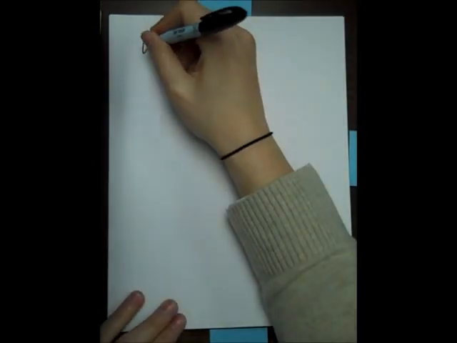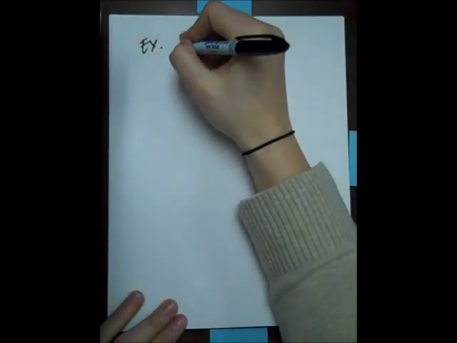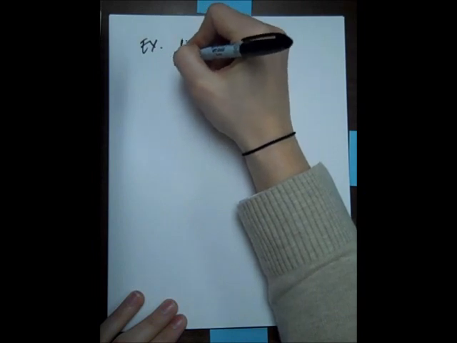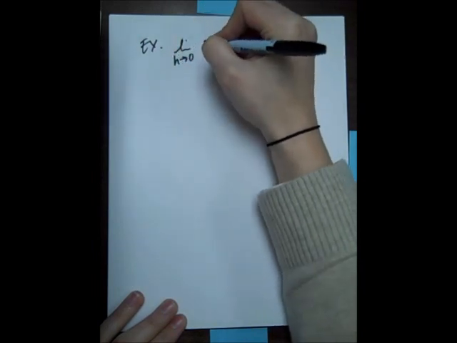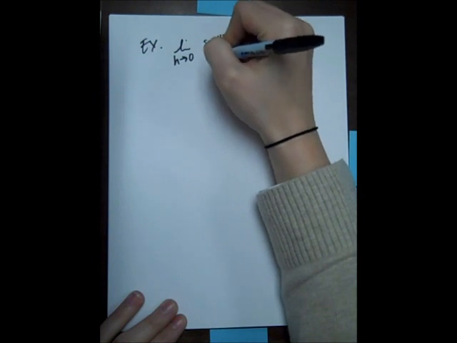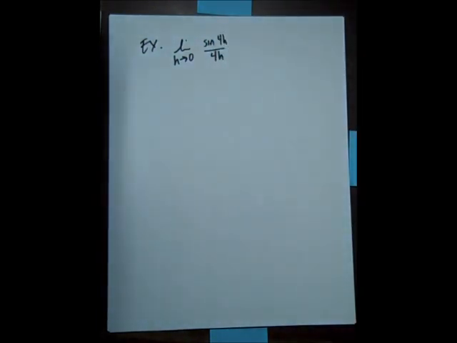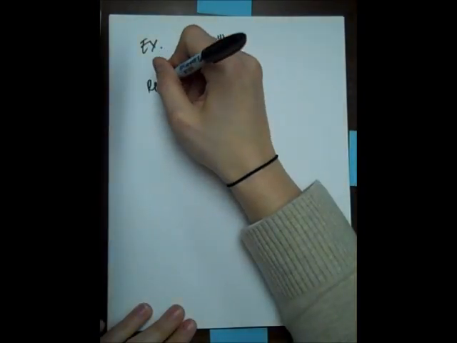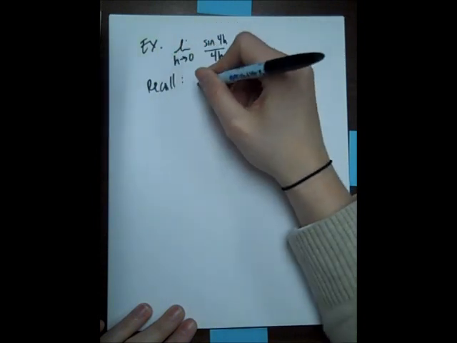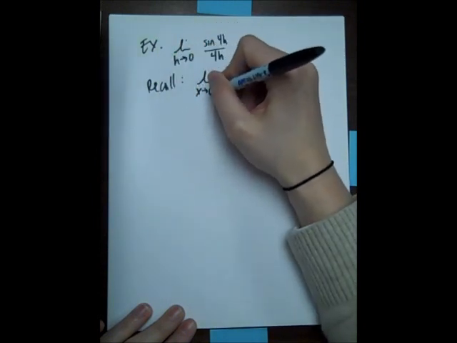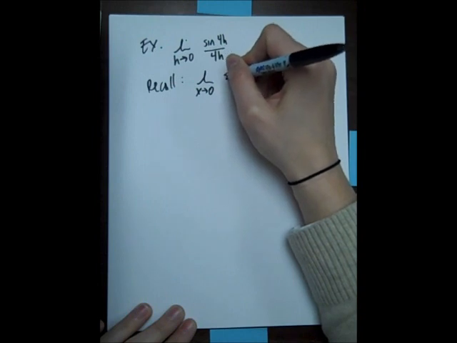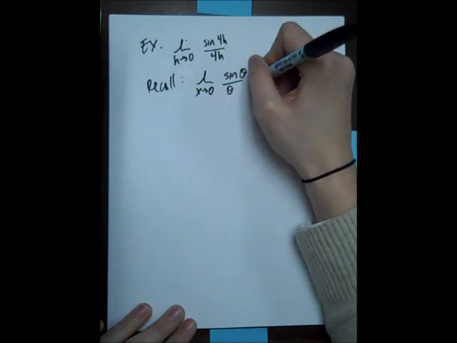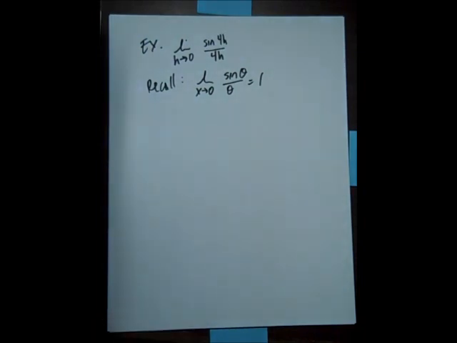Let's try another example here. Let's say I want to look at the limit as h approaches 0 of sine of 4h over 4h. So the question is, what is this limit? Well, this looks very similar, so we're going to recall one identity. Remember that the limit as x approaches 0, or theta, whatever your variable is, of sine theta over theta equals 1. So remember that one.